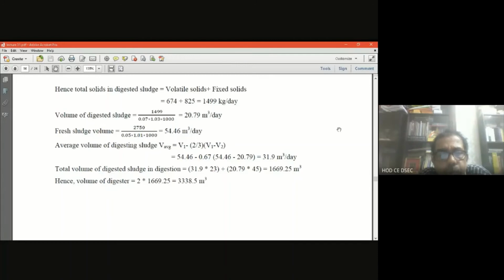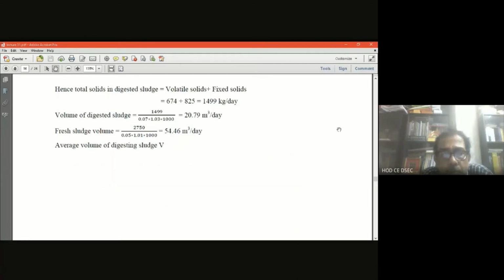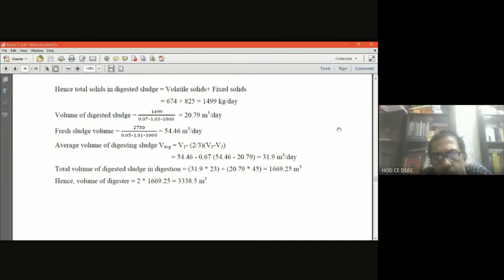So for the final volumes, the volume of the digester will be calculated as twice the volume of the sludge, which has been found as 1669.25. So 2 into 1669.25 will give you 3338.5 meter cube, that is the total volume of the digester. This is one of the examples I have shown you of how to design the digester.